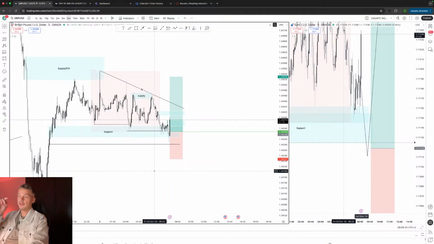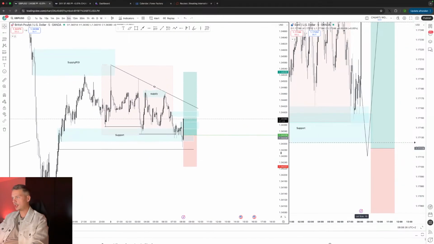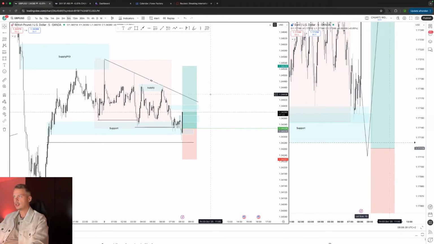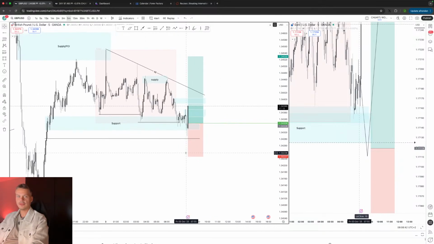Let me know in the chat if you took the same trade. We're pushing pretty nice. If we come into this trend line, that will be a break-even trade for me.